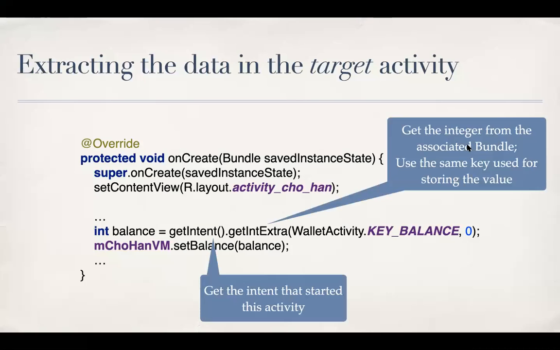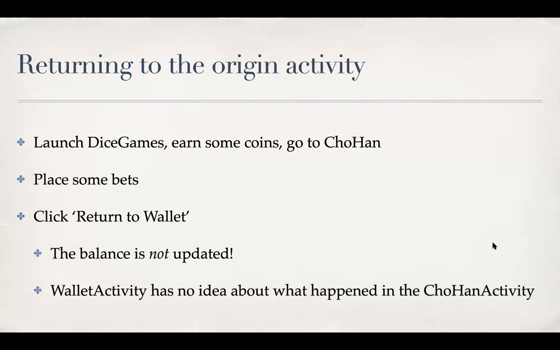Okay. So yeah, we had seen this last time. So we are starting here now. So returning to the origin activity, we just did this. We launched the game, earned some coins, went to the game, placed some bet, and lost 4 coins. But then returning to the wallet, it was not updated. So the reason was wallet activity has no idea about what happened in the Shohan activity.